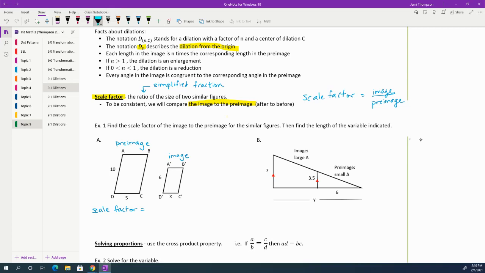I'm looking for two corresponding sides to use for my scale factor. I've got x and 5. Those are corresponding, but they're not both numbers. So I'm going to use these sides right here that are corresponding. So the image goes on top and the pre-image goes on bottom, like we said above.